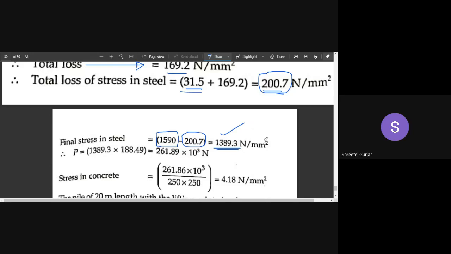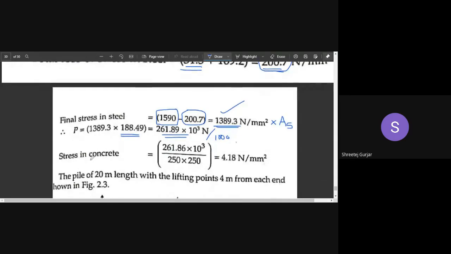Now convert this stress to force. What you have to do? You have to multiply this by area of steel, that is nothing but 188.49. You multiply, you will get the force in Newton. If you want to convert this Newton to kilonewton, just divide this by 1000, you will get the answer in kilonewton. That is 261 kilonewton. So now we have found out the stress in steel.